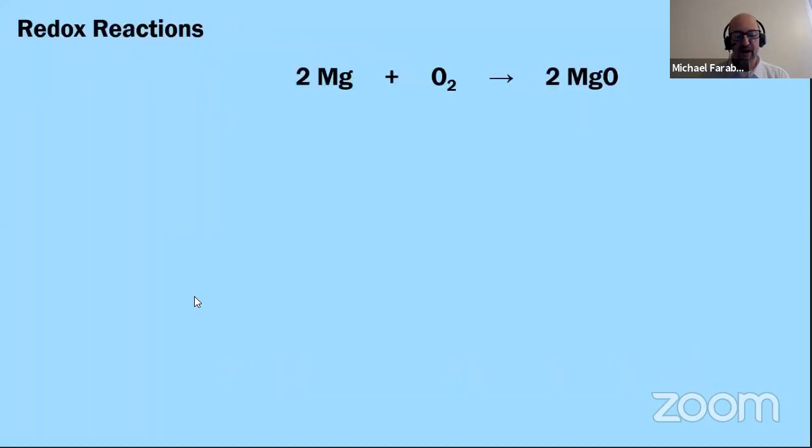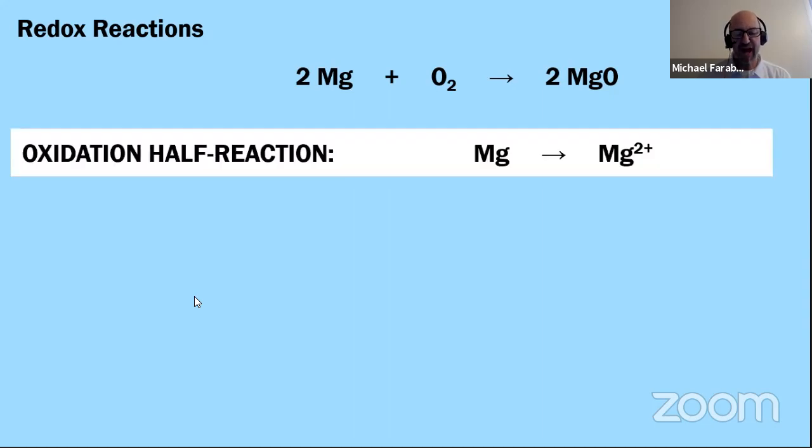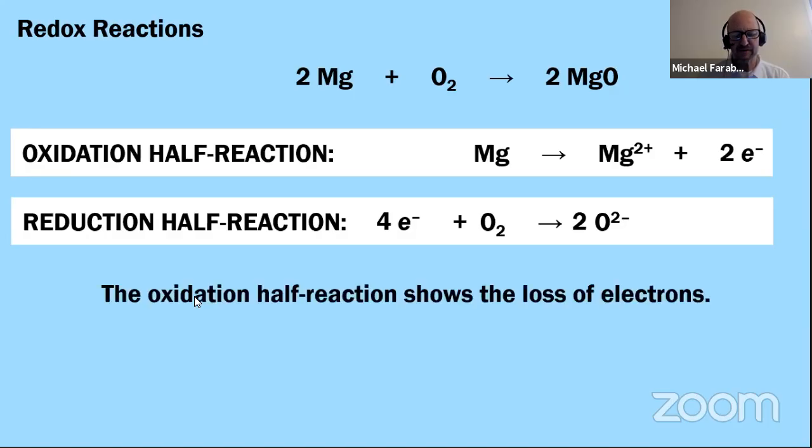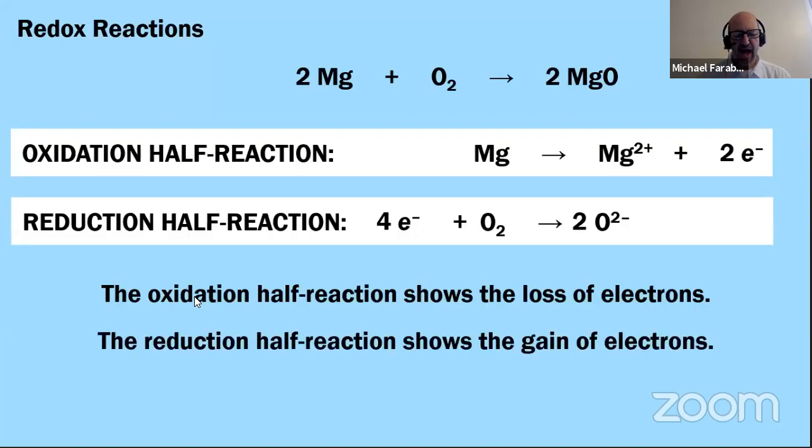Now, with respect to redox reactions, you can split them up into what are called half reactions. So here is an oxidation half reaction, and here is a reduction half reaction. Remember, oxidation is the loss of electrons, and reduction is the gain of electrons. But notice that when I balance this equation, to get the charge and the atoms balanced, I have a different number of electrons. So I have 2 electrons lost in the oxidation half reaction, and I have 4 electrons gained in the reduction half reaction.